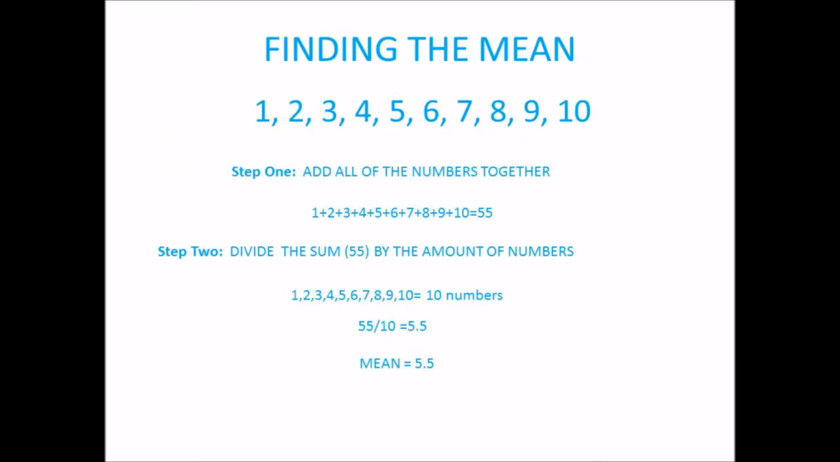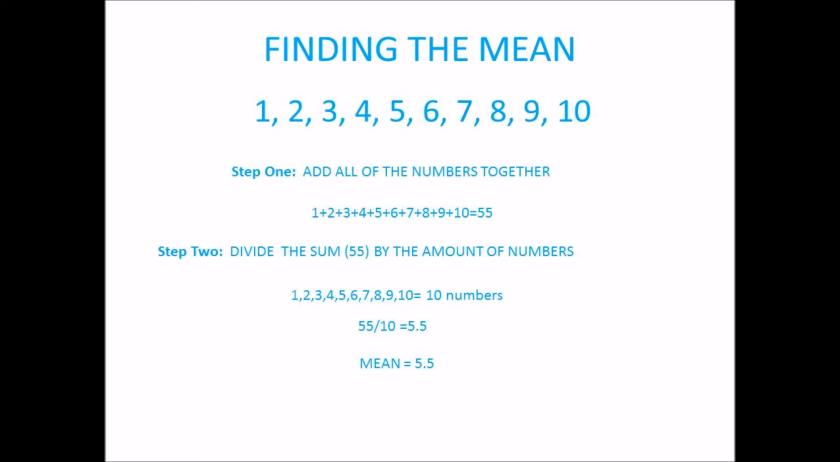So here's a good example of how finding the mean works. We have a large group of numbers. To find the mean, the first step we take is to add the numbers together. When we add them, they equal 55. The next step is easy.